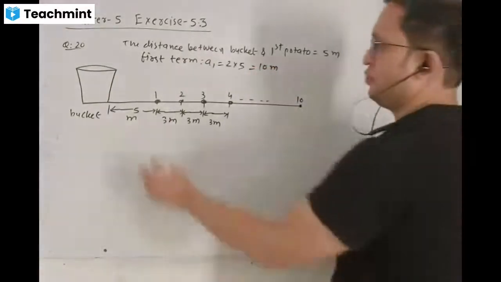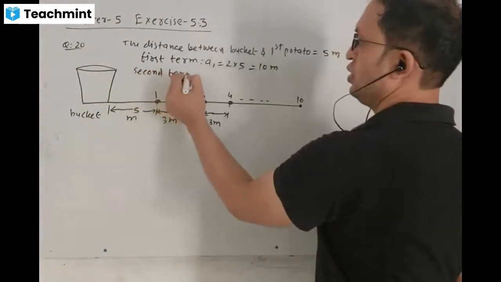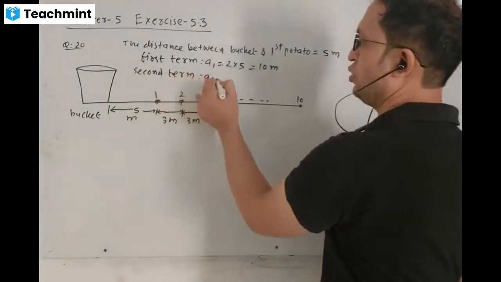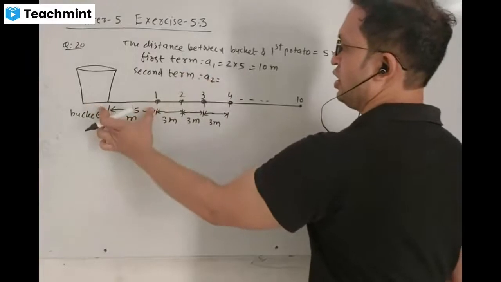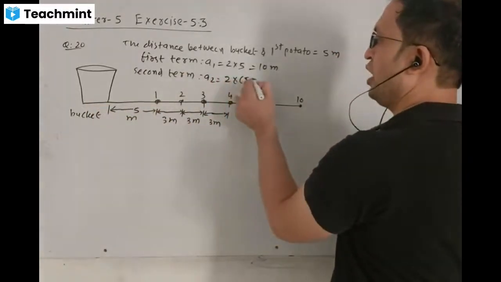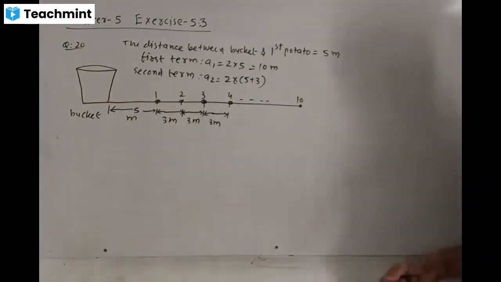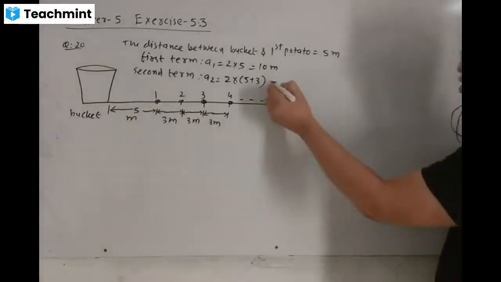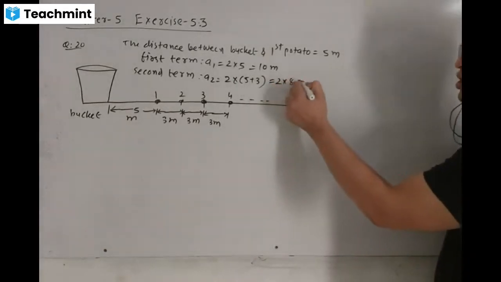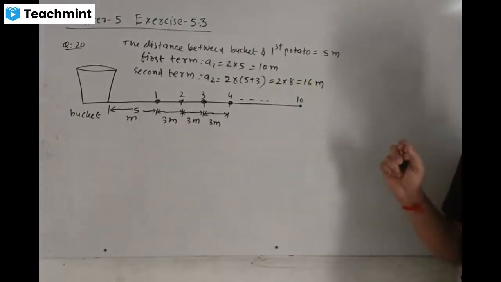Second term, what is the second term of an AP? Second term is equal to a2. How much will the total distance be? 2 times 5 plus 3. Okay, 2 into 5 plus 3 is equal to 2 into 8, that is equal to 16 meter. Distance covered is 16 meter.